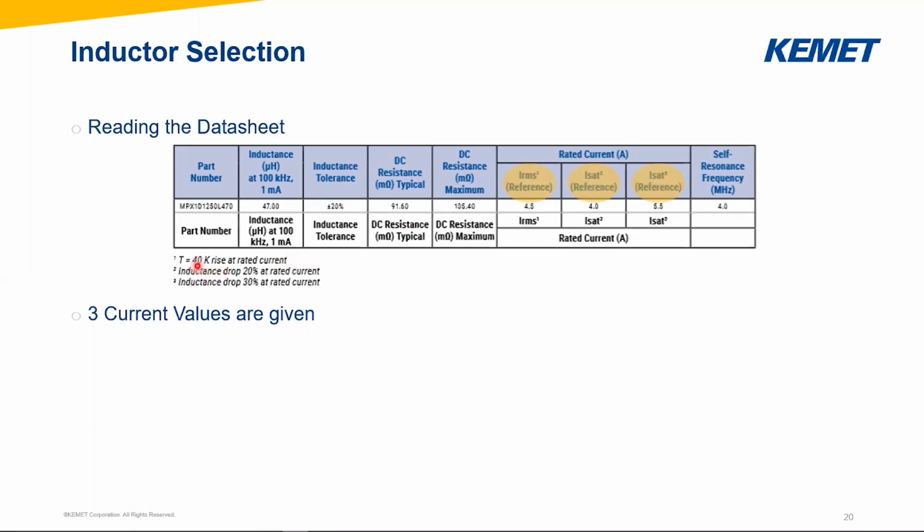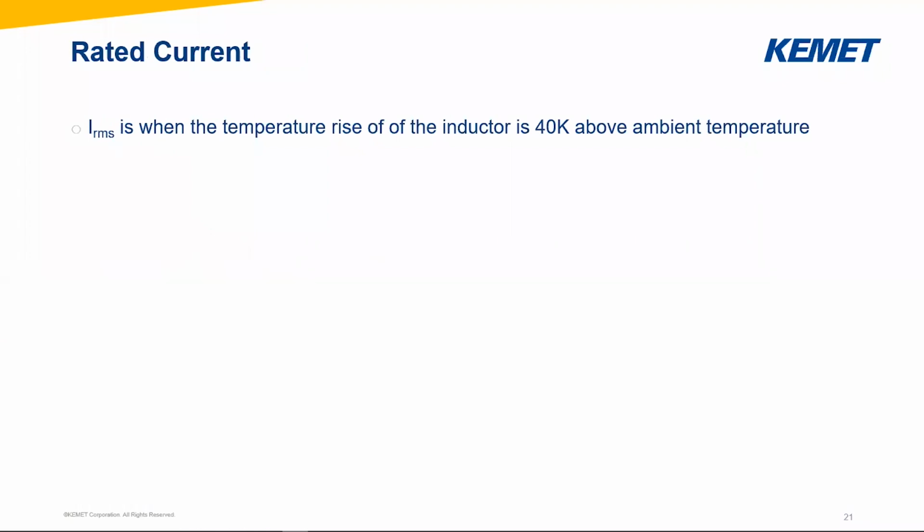The first one is the 40K rise at current. Then we can see 20% and 30% inductance drop here. So we give 3 different values. To explain that, the IRMS is the current when the temperature rise of the inductor is 40K above the ambient temperature. This is the self-heating.